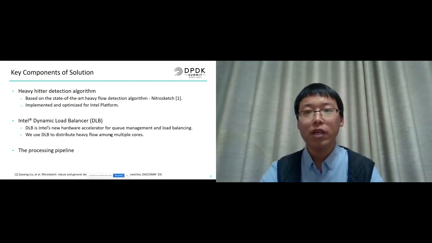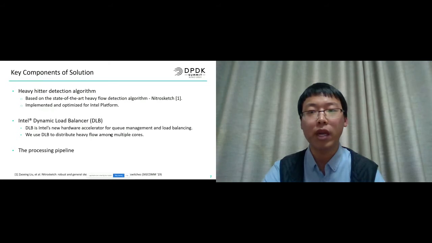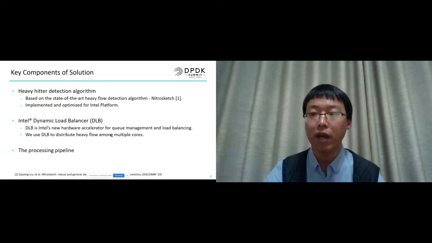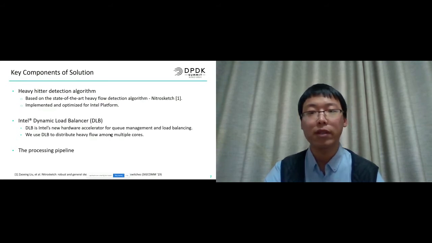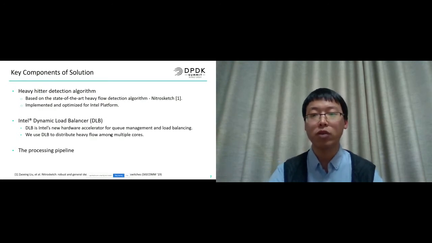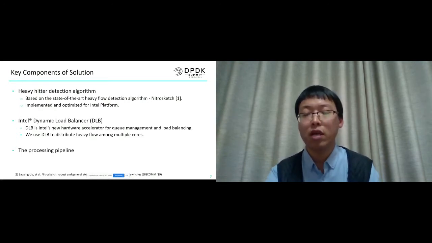Here are some key components. The first one is the heavy hitter detection algorithm. It is based on the state-of-the-art heavy hitter flow detection algorithm NitroSketch, and it is implemented and optimized for the Intel platform. In the next page, Yipeng will share the details. And the next is Intel DLB. We use this accelerator to distribute the elephant flow among the multiple cores. And at last, I will introduce the whole processing pipeline.